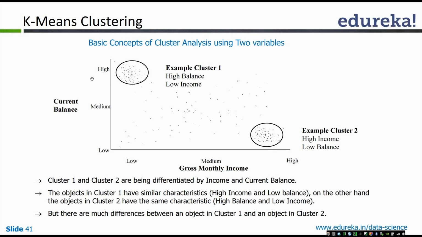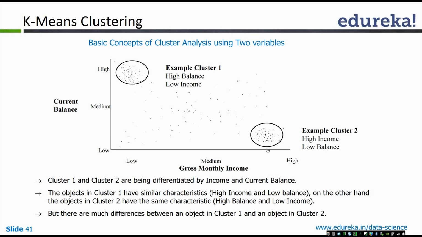And by looking at those clusters, I can make some conclusions about those consumers. For example, people in this particular cluster have high balance but low income. So that tells you something about their financial situation. And similarly, these are the guys who have high income and low balance. That means they keep spending a lot.